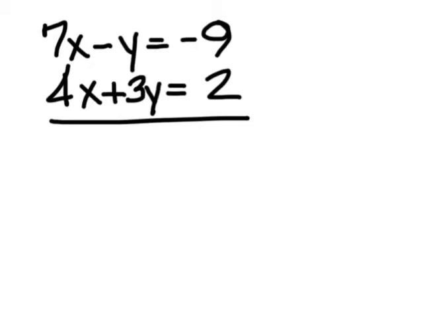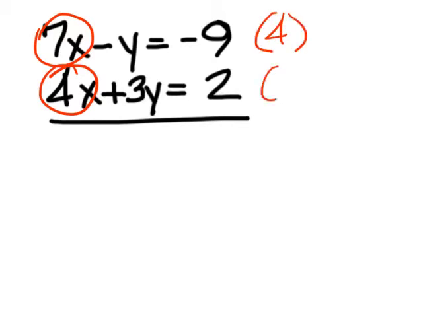Practice problem: 7x minus y equals negative 9, and 4x plus 3y equals 2. Solve the system of equations. Solution for the practice problem. The least common multiple between 7 and 4 is 28. So I multiply this by 4 and this by 7 to get 28s in these positions. Multiply the top one by 4 to get 28.